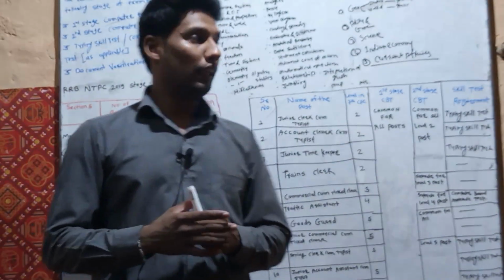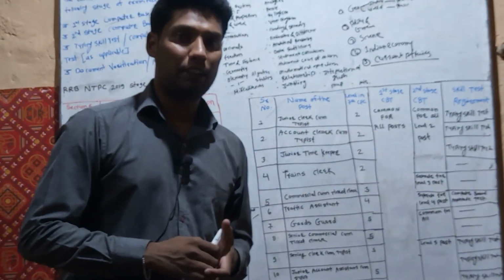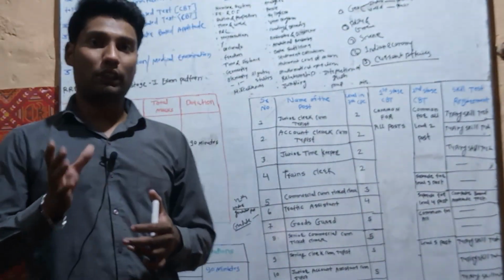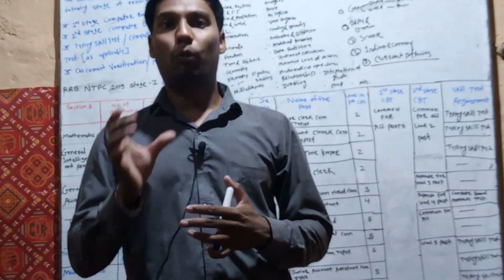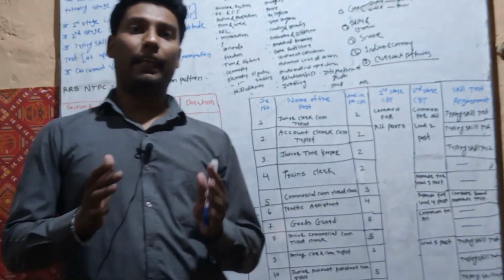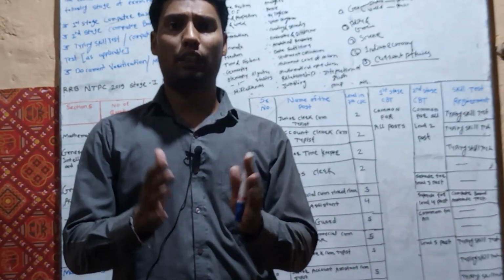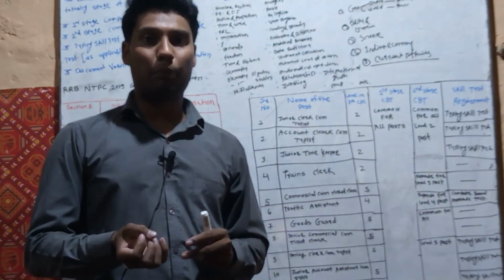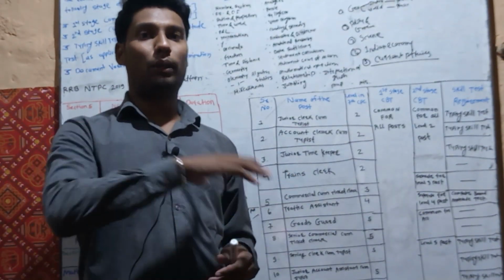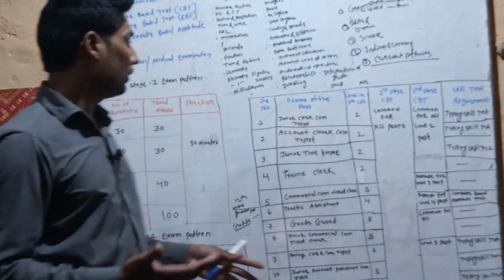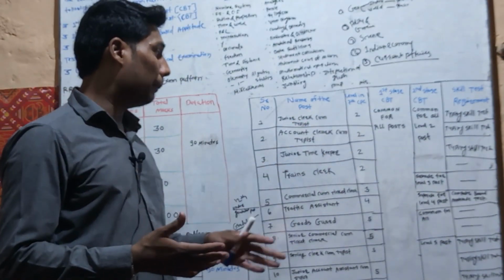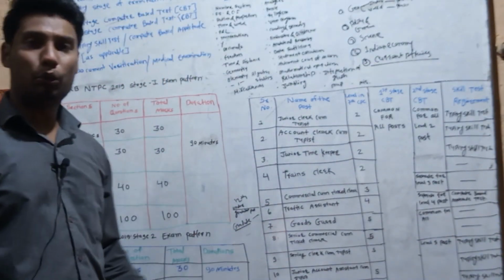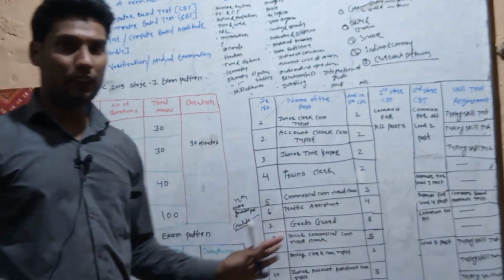Before we start the discussion about the RRB NTPC examination, what is NTPC? That is non-technical popular category. Non-technical popular category means there are so many posts in the non-technical field. This exam is conducted by RRB, the Railway Recruitment Board, for different posts: junior clerk cum typist, account clerk cum typist, junior time keeper, train clerk. There are many posts; there are 13 posts in the NTPC examination.